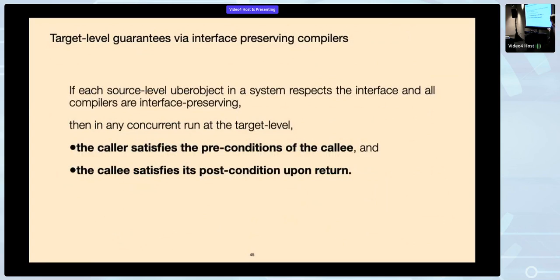And then what we prove is that if we verify each source level Uber object to be interface respecting, and we compile each verified Uber object with an interface preserving compiler, then at the target level, we have this good property that the caller satisfies the preconditions of the callee, and the callee satisfies its post condition.